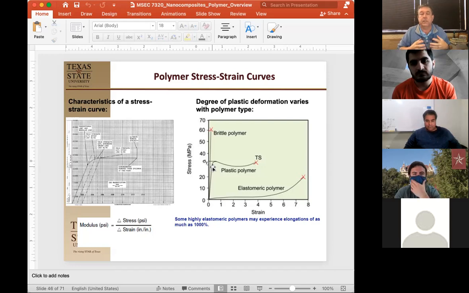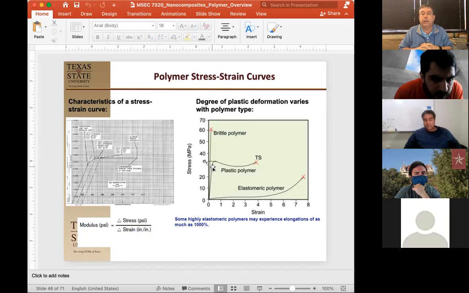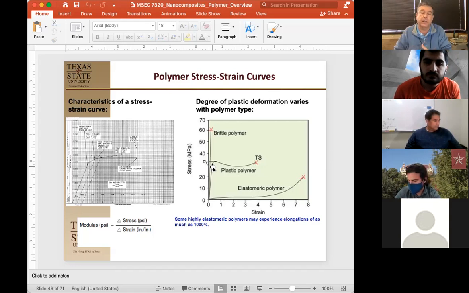Questions on the stress strain curves? So a lot of people will say, hey, show me the stress strain curve, and you'll see if a material is tough or not. So what does tough mean? Well, tough means it has a certain amount of modulus and then a certain amount of strength at the end.